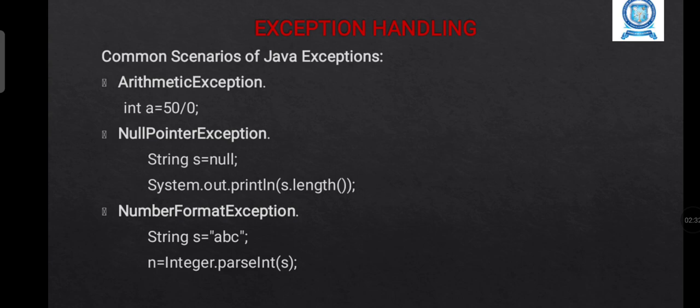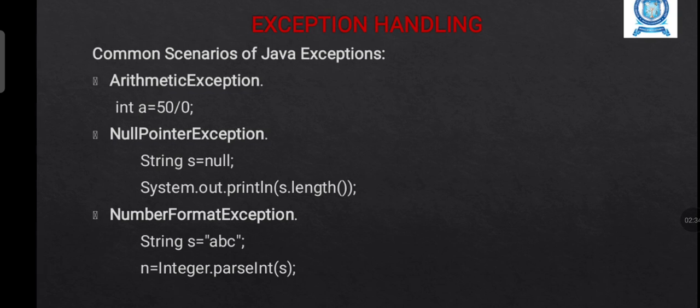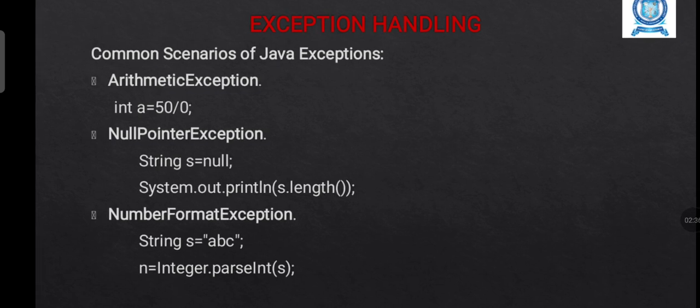For example, arithmetic exception. If we declare a variable with an arithmetic operation like this, int a = 50 / 0, here we are trying to divide a number by 0. If you try to divide a number by 0, a division by zero error may occur. So this leads to an arithmetic exception.